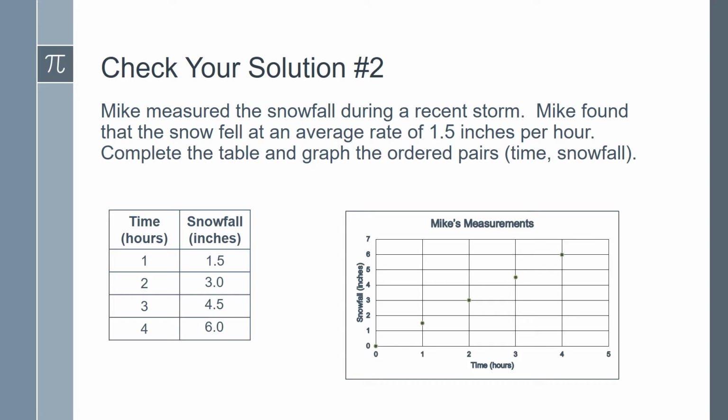The last thing that we need to do is to use our ruler to draw a line and connect all the dots. Congratulations! You've graphed Mike's measurements of the snowfall over the 4-hour snowstorm.